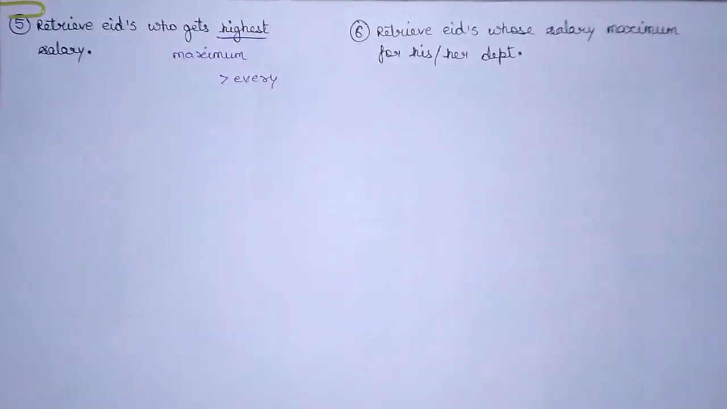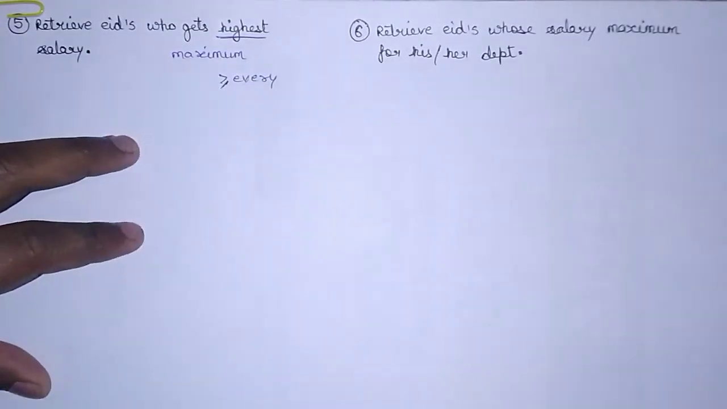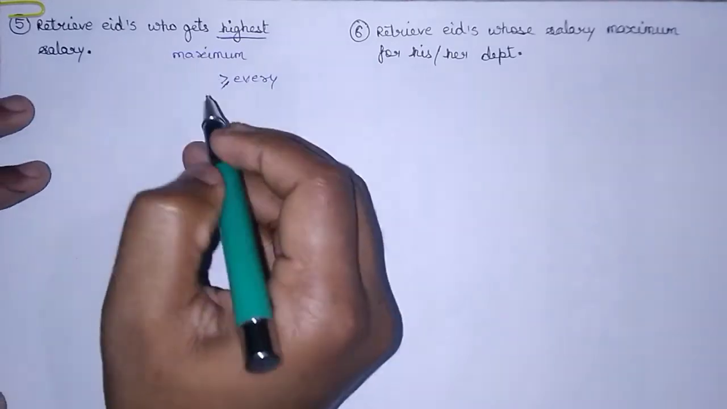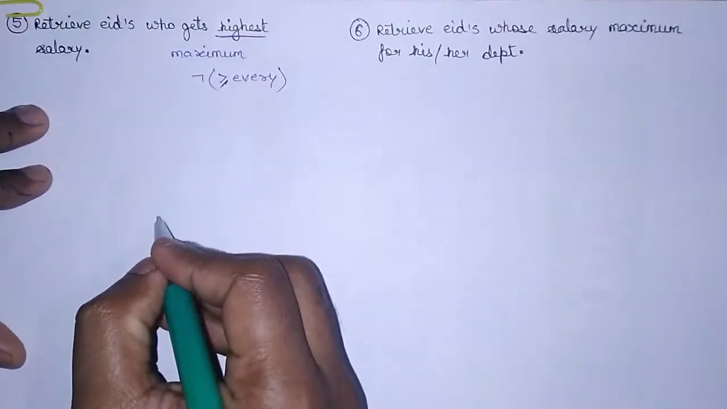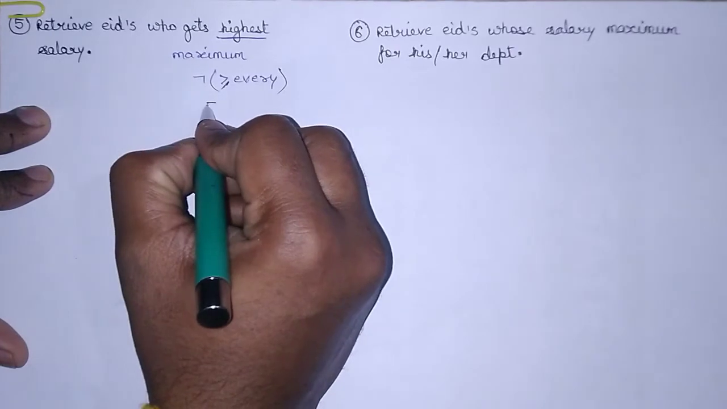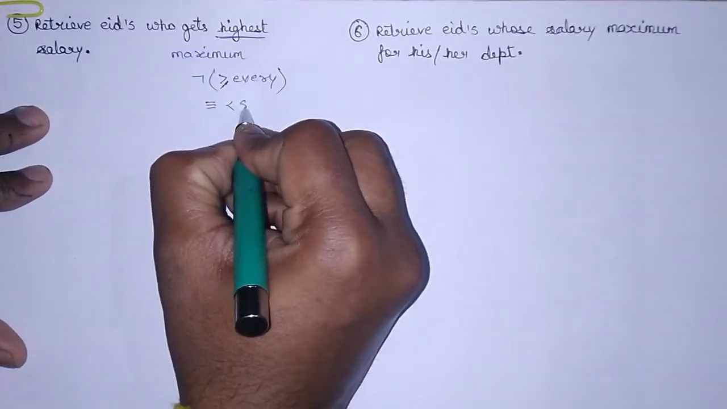Maximum means greater than every, and there can be a case where two employees are taking the most salary. Like in a particular company we are having two employees whose salary is the same, like 10 lakh, but no one is having more than 10 lakh salary. In that case we can use the equal sign also. That means this highest is equivalent to greater than every. So to solve this we have to complement it, then it will be equivalent to less than some.